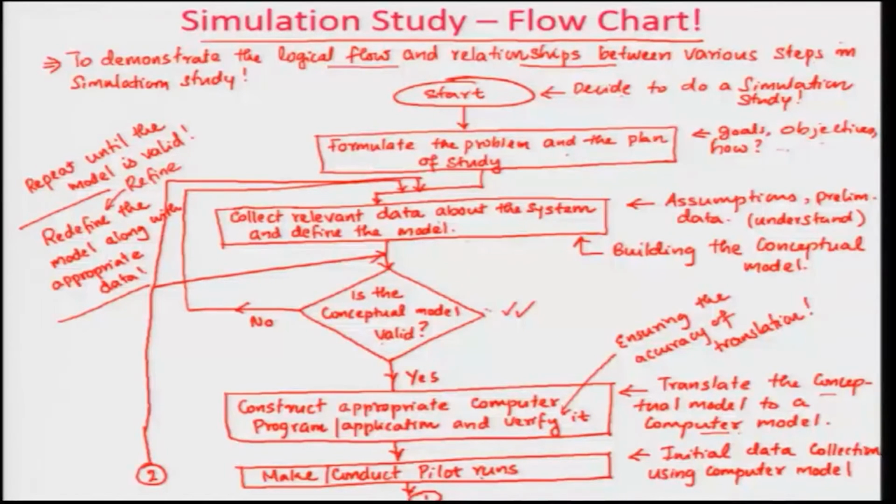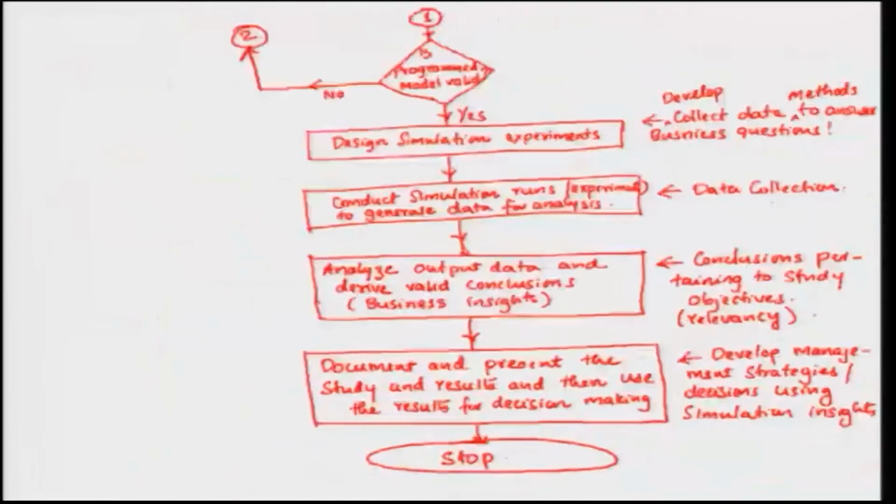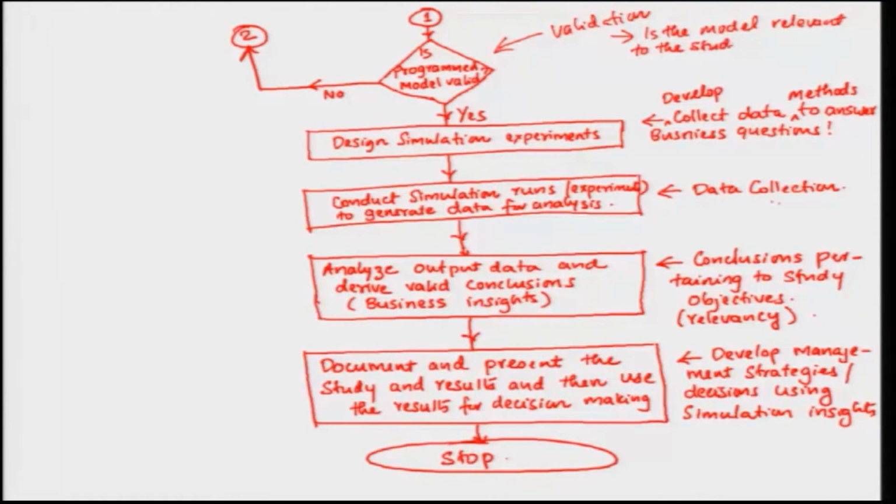Once that is done, you do pilot runs, initial data collection, using the computer model. This pilot run is again used for ensuring that you build the right model. Then you check whether the programmed model is valid or not. This step is typically called validation. Remember, building the right model: did we build the right model? Is the model right, or did we do the right programming? This is where you ask whether the model is relevant to the study. That is the question we are trying to answer at this point.